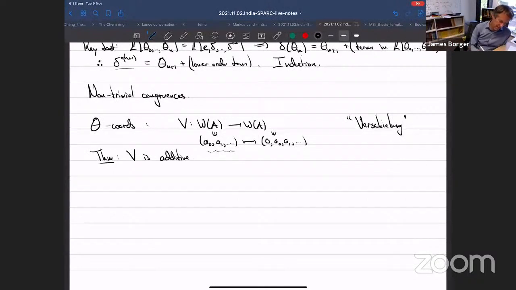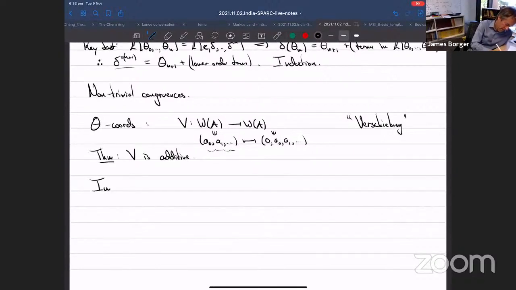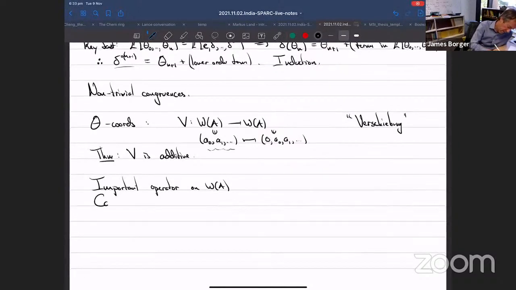So it's an important operator. It's not an operator in the sense of the delta ring operators. It doesn't act on any delta ring. It only acts on the Witt vectors. So an important operator on W. But you can't describe it in closed form in terms of the delta coordinates.